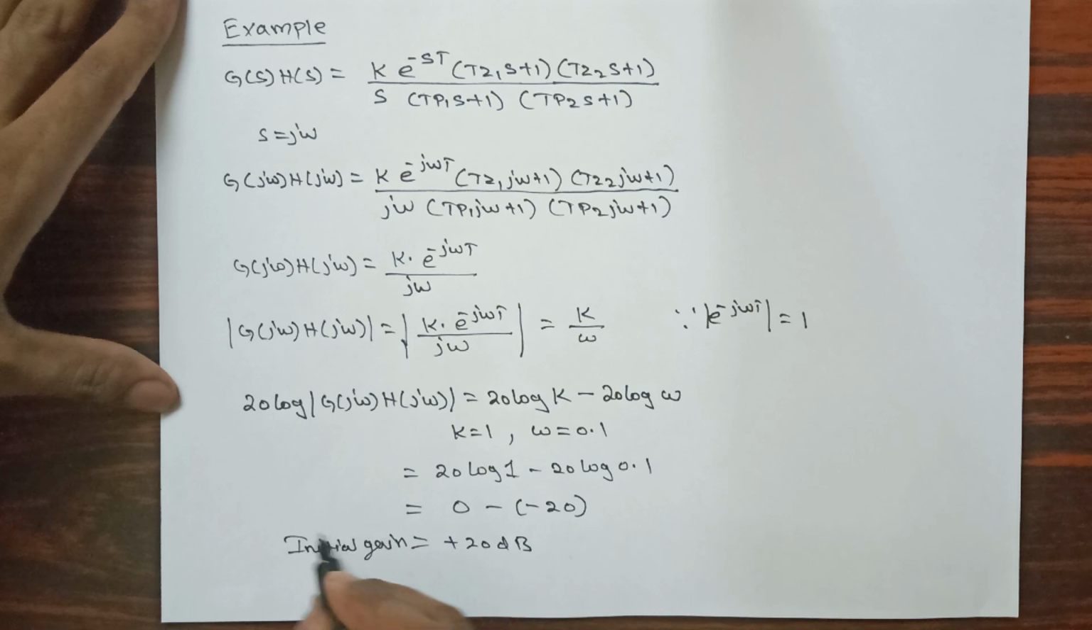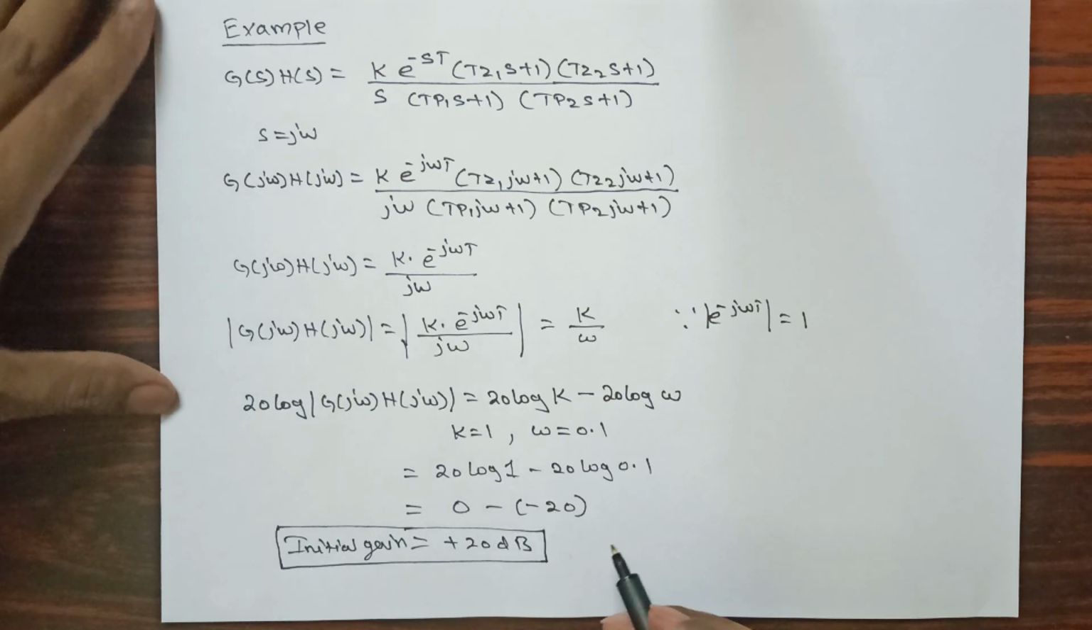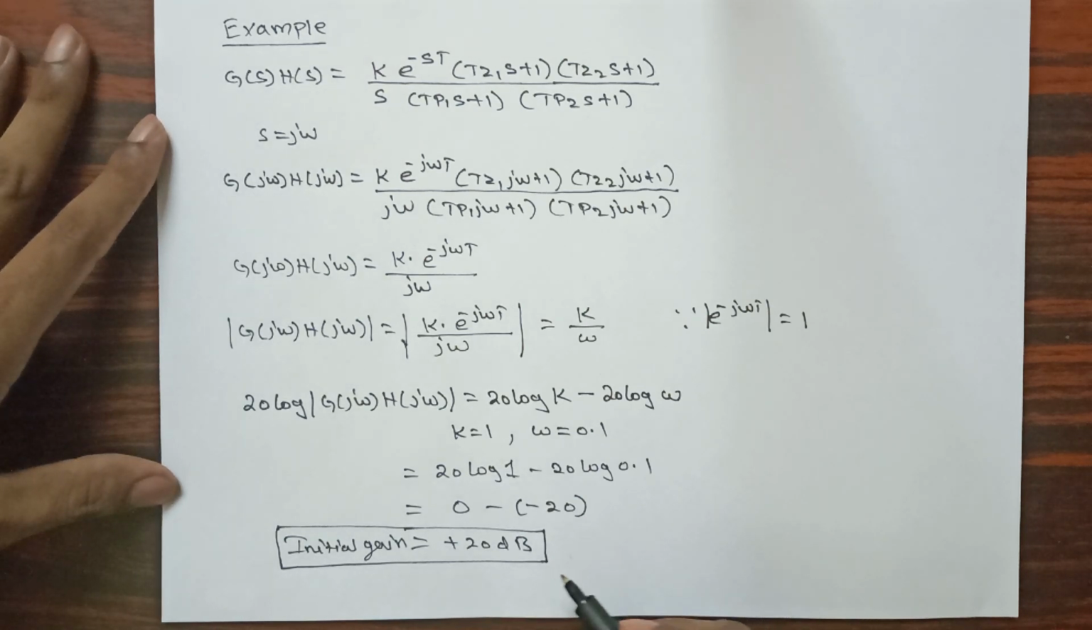So these are the possibilities in the transfer function you may get in the problem. Based upon that, we are going to calculate the initial gain. The first value we are going to calculate in the Bode plot is initial gain, and these are the steps you need to follow to calculate the initial gain.